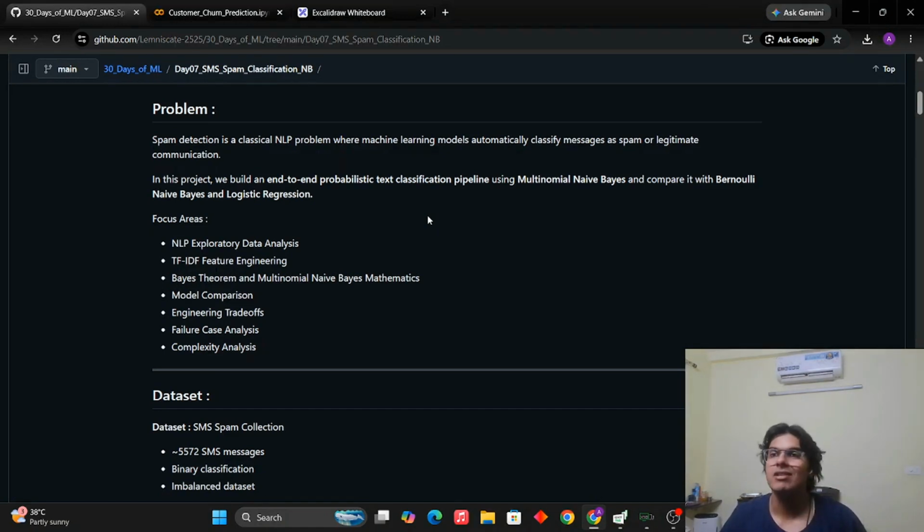SMS spam classification is a very typical problem in NLP. NLP is natural language processing. If you're learning machine learning, you first start from Python, then mathematics, then the basics of machine learning and the classical models. Then you go to deep learning and then NLP. NLP is another topic, basically based on natural language, which means human language. So it is a very classical NLP problem.